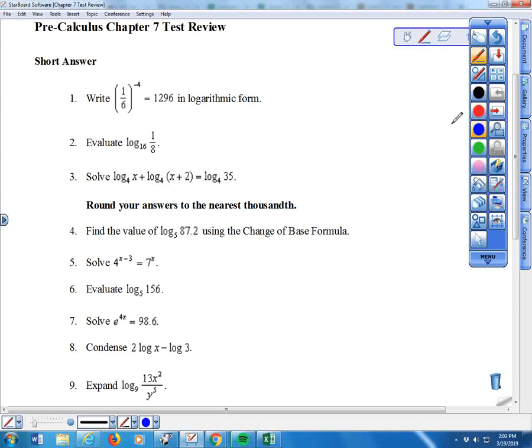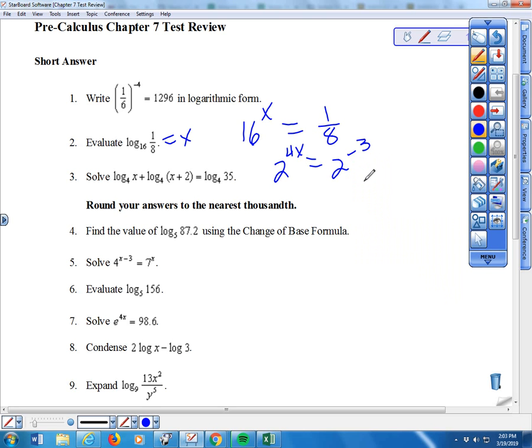Evaluate log base 16 of 1/8. You could do this one of two ways. If you've got a calculator, you could just use the change of base: log of 1/8 divided by log of 16. I personally like to set this equal to x, which is the same thing as saying 16 to the x equals 1/8. And then if we get the same base, 2 to the 4th is 16, and 2 to the -3 is 1/8.